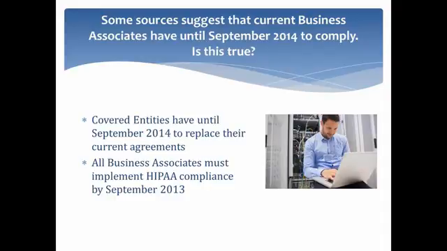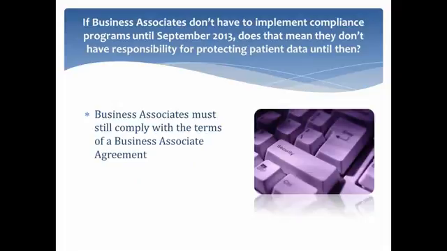So the covered entity that currently has business associates and has agreements with them has until September 2014 to update the agreements. However, the business associates must comply by this September 2013, and face penalties after that if they aren't in compliance with HIPAA.